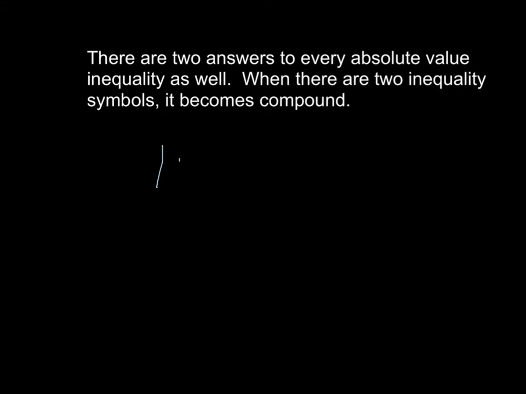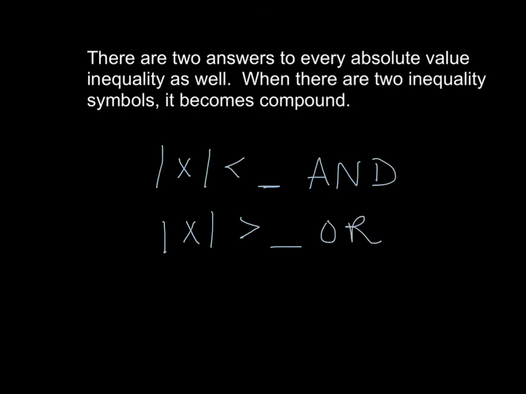Well, you look at the original problem. If whatever is in the absolute value is less than something, that's automatically an and inequality. If whatever is in the absolute value symbols is greater than something, that's automatically an or inequality. So you look at the original problem and the original sign. If the absolute value is less than, it's an and. If the absolute value is greater than, it's an or.